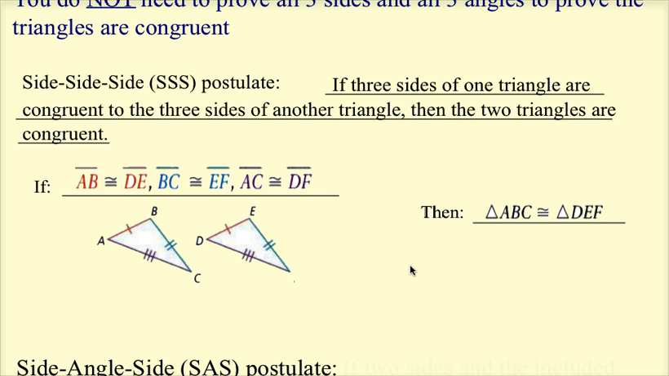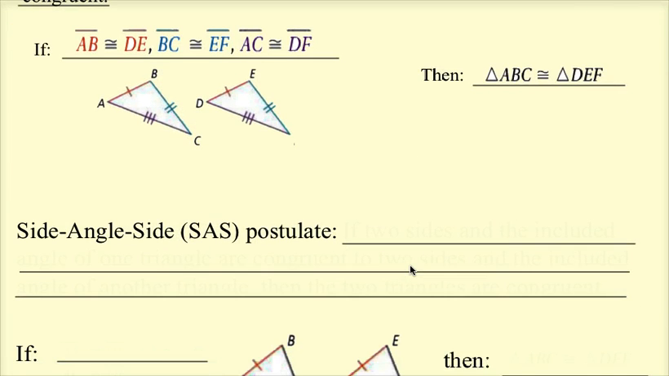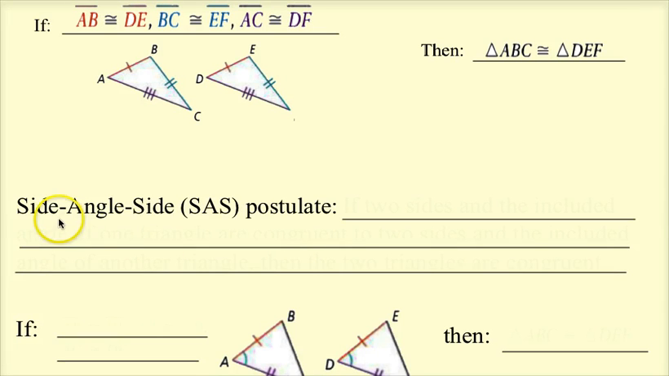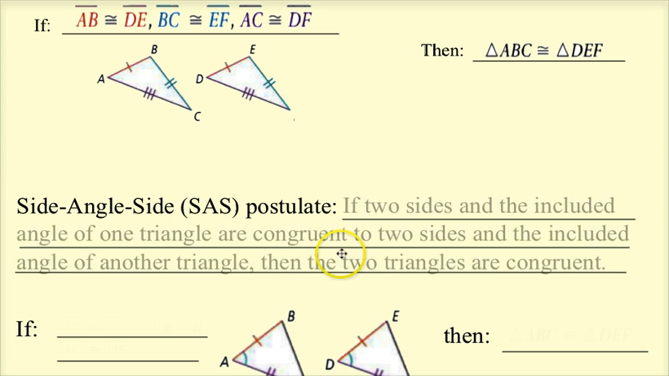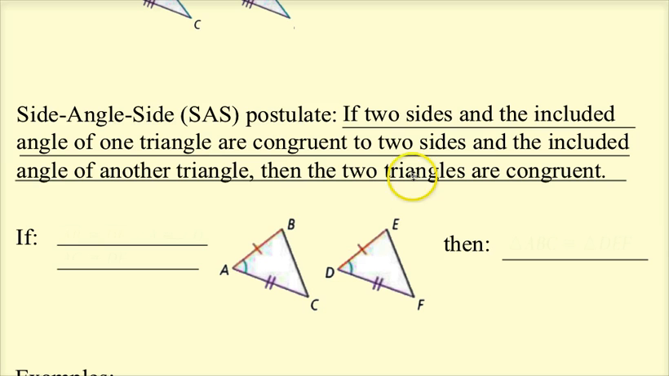If you're ready, we're going to move on to the second postulate, which is the side angle side postulate. So the next one is called the side angle side postulate, SAS. Notice the angle is between the 2 sides. We say it's included. And the angle, the A right here, is included between those 2 sides. So the side angle side postulate says, if 2 sides and the included angle of one triangle are congruent to 2 sides and the included angle of another triangle, then the 2 triangles are congruent.